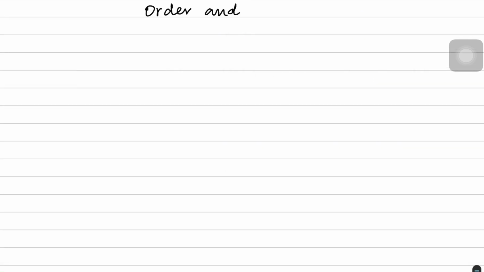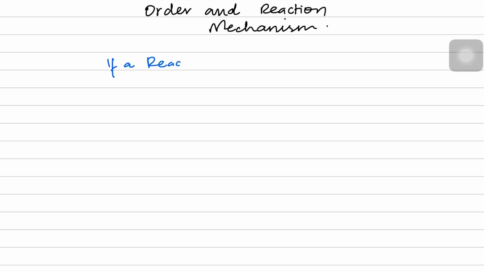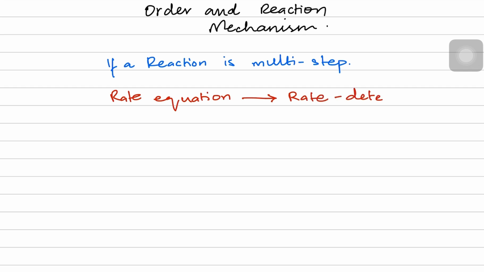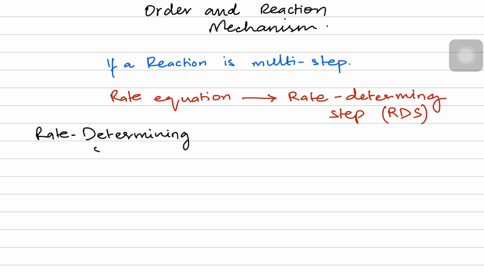Now with this, let's move to another topic, which is order and reaction mechanism. This involves that if a reaction is multi-step reaction, then the rate of reaction, or you can say the rate equation, for a multi-step reaction is written only for one of those steps, which should be called the rate determining step. The rate determining step, or RDS, is one of those multi-steps, but it is the step which is the slowest step. So what's the definition of a rate determining step? It is basically the slowest step of a multi-step reaction.